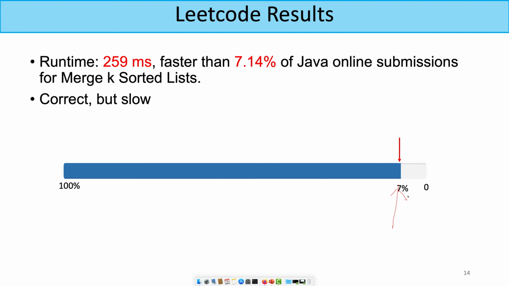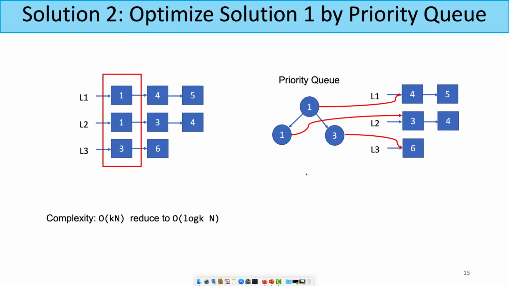That'll be the next, solution 2. For this solution, when you compare the heads of each list, we don't want to compare them in a linear order. We want to add them to a priority queue.